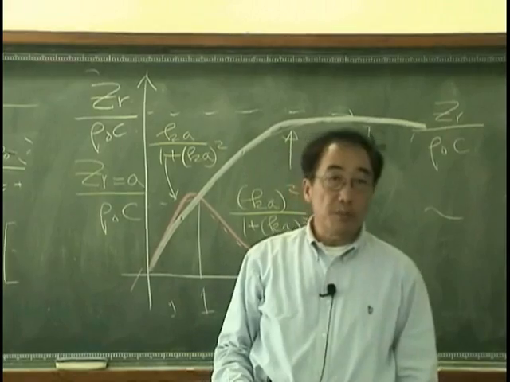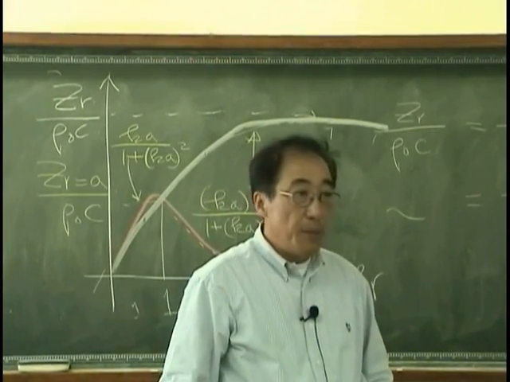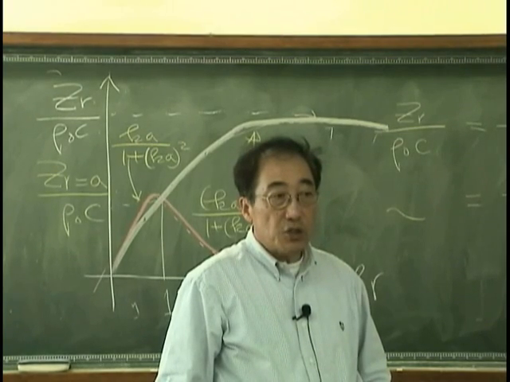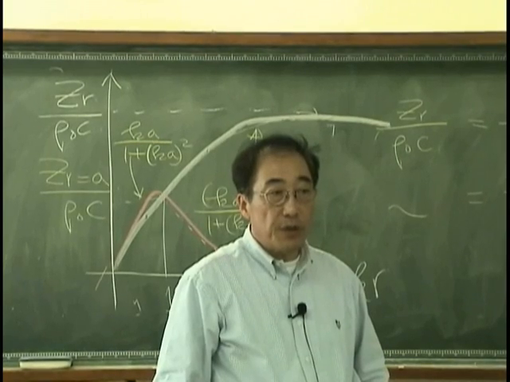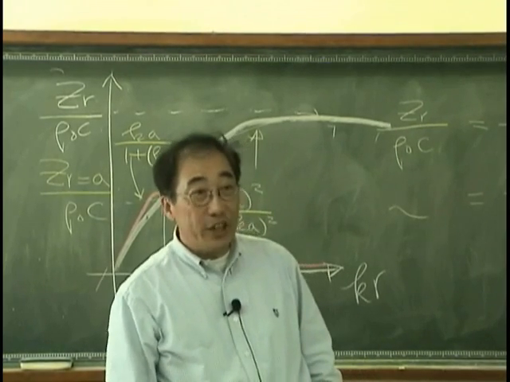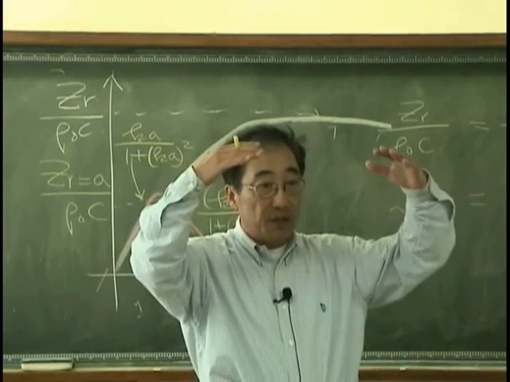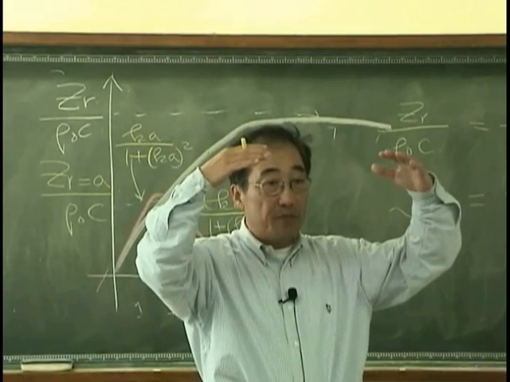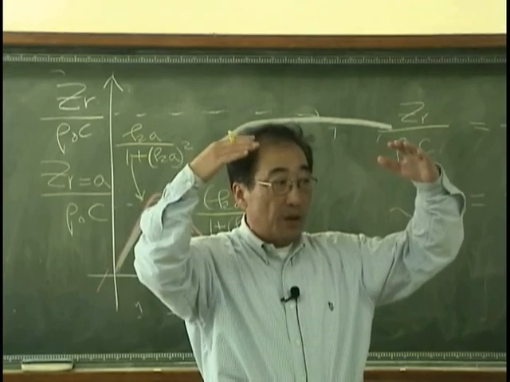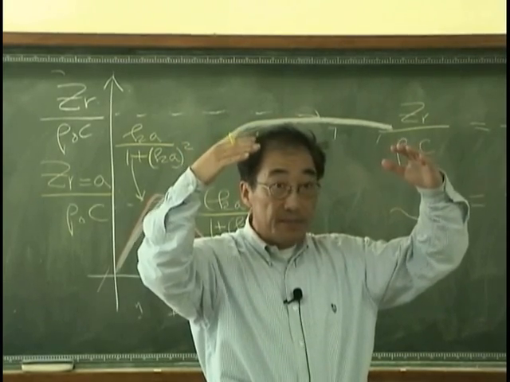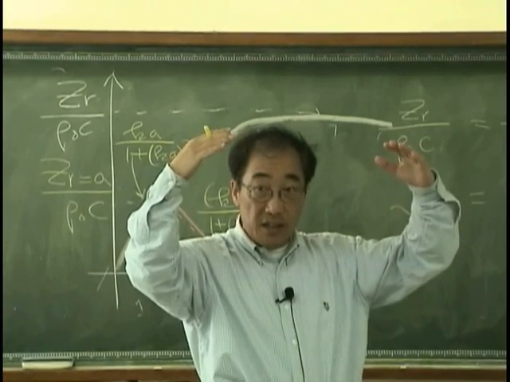What does it physically mean that when Ka is very large? That means wavelength is small compared with the diameter of breathing sphere. In other words, radiator's diameter. That means I have a sphere and I am radiating sound with a very small wavelength, right? Or very small omega. That means subwoofer.